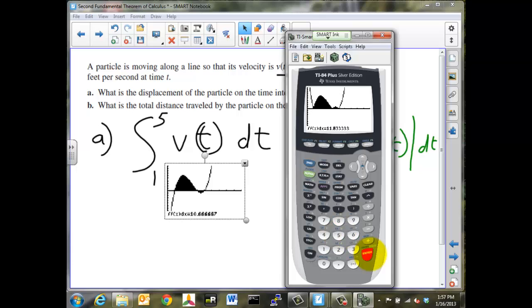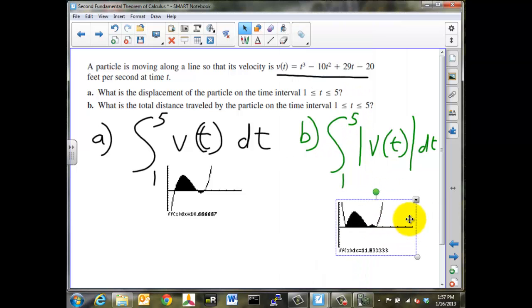And look what we got this time. 11.833333. And I promise you that's far easier than you integrating this sapsucker by hand. Far easier.